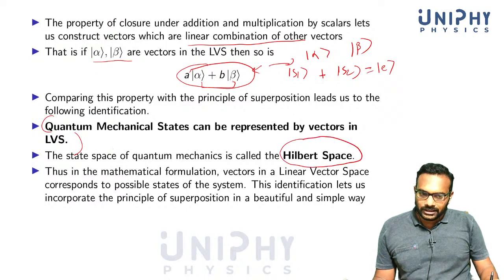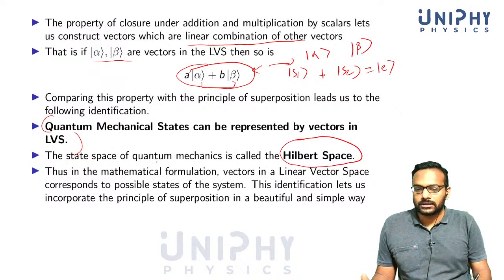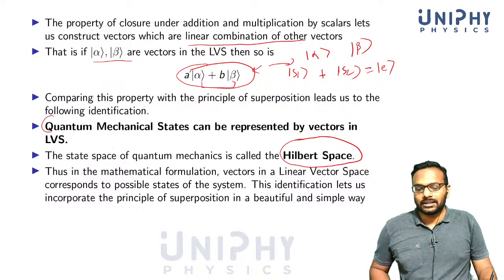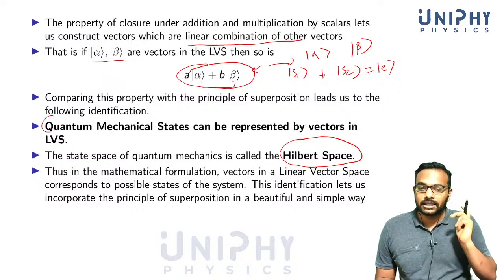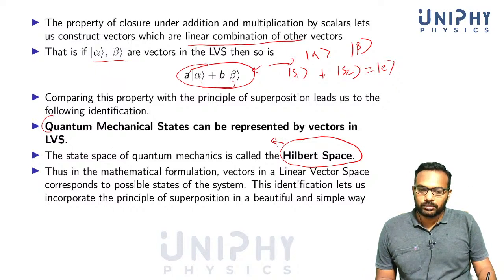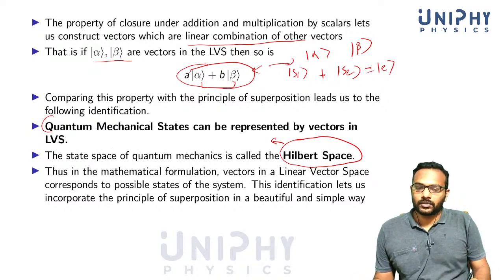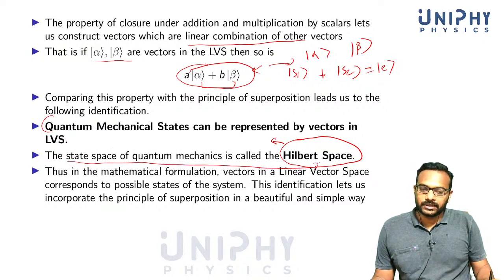We won't go into the definition of it right now. We'll be doing it in future classes if time allows. You just remember that Hilbert space is just a subset of linear vector space. So the linear vector space that describes quantum mechanical systems or quantum mechanical states is known as the Hilbert space. I want you to keep this word in your mind. The state space of quantum mechanics is called the Hilbert space. Hilbert space involves vectors.